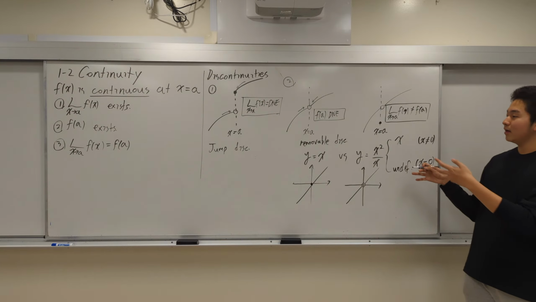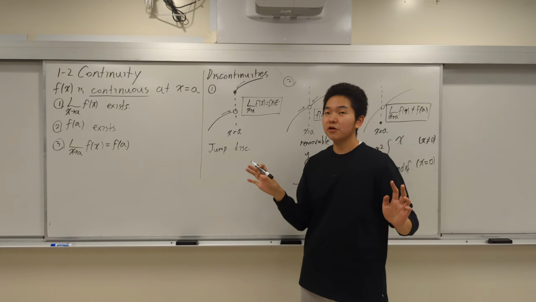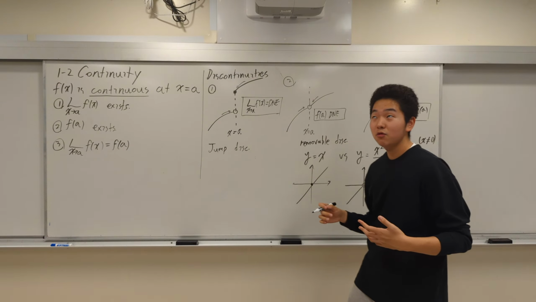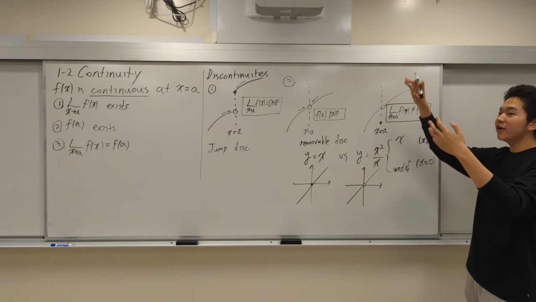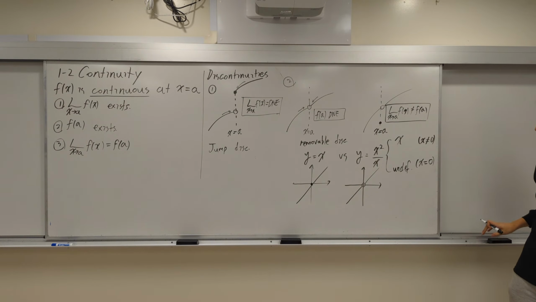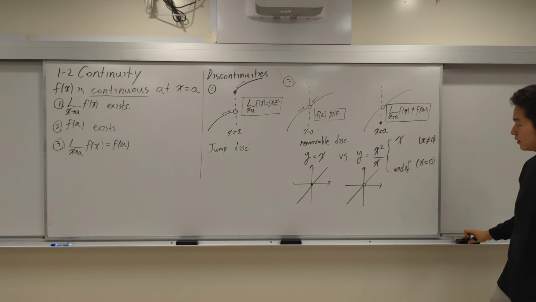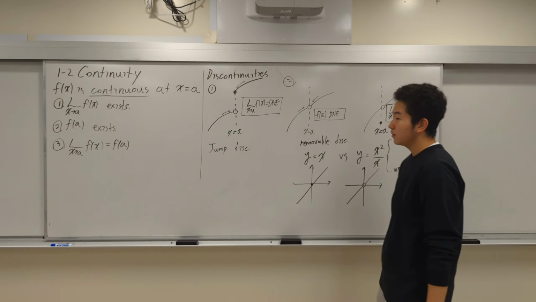So these are examples of removable discontinuities. If you're looking at rational functions where the numerator is a quadratic function and the denominator is a linear function, then you might also see these types of discontinuities.